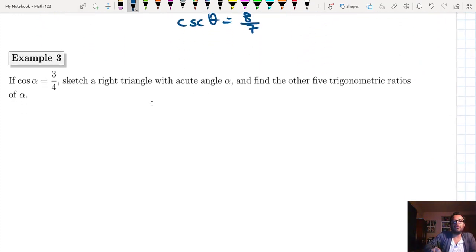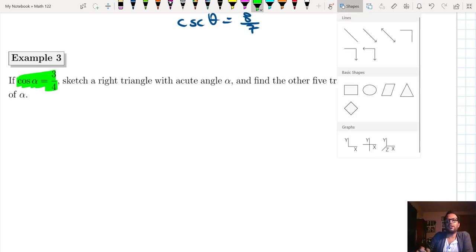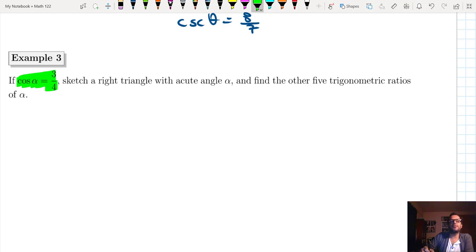In this case, we're going to be given a piece of information: cosine alpha equals 3/4. That's all the information they're giving us. Now they're asking us to sketch a right triangle with an acute angle alpha and then find the other 5 ratios of alpha. So notice in this case we're not using thetas; however, they're using alpha.